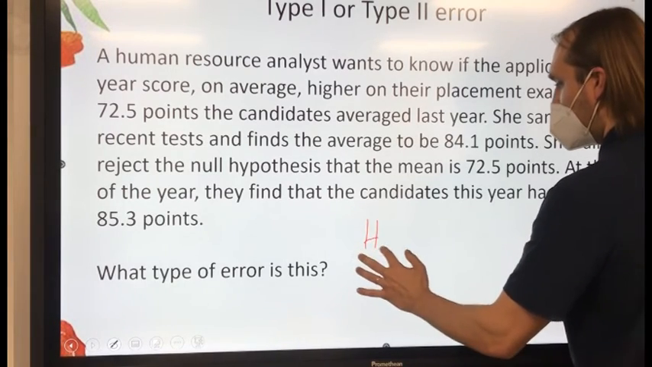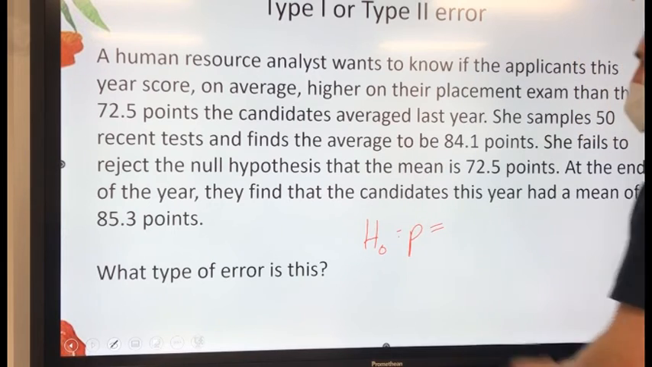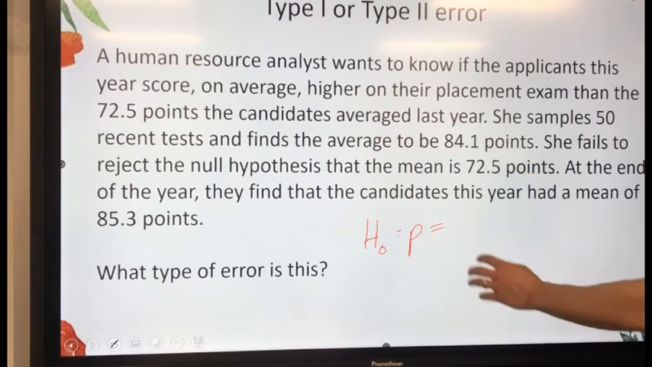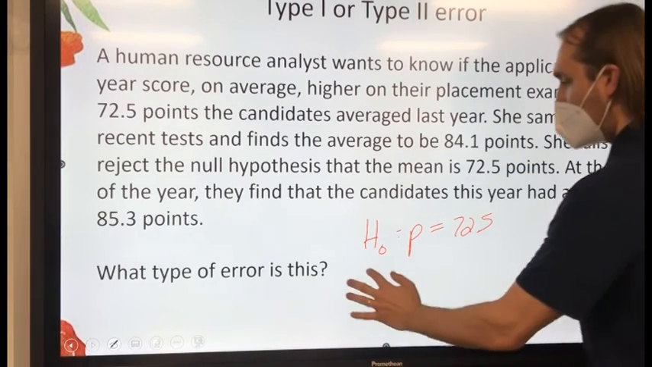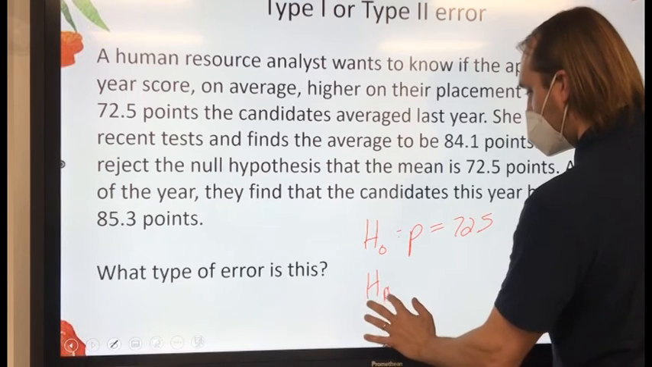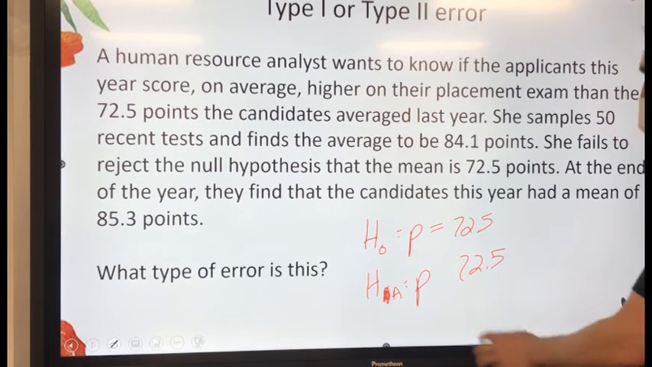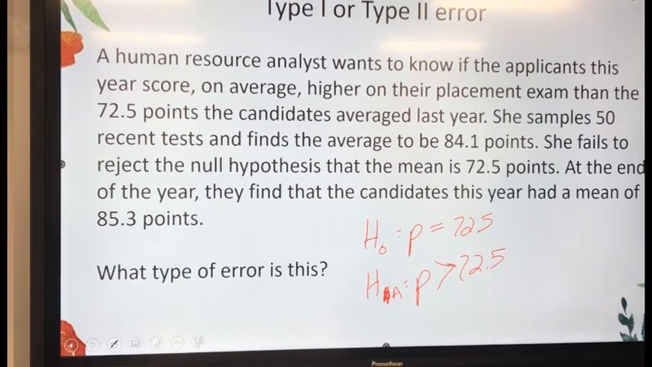So they had their H null, actually no probability here, so we'll just say that they assume that the mean is going to be 72.5. And HA is they think it's higher. So they fail to reject, but the average ended up being higher. What type of error is this?